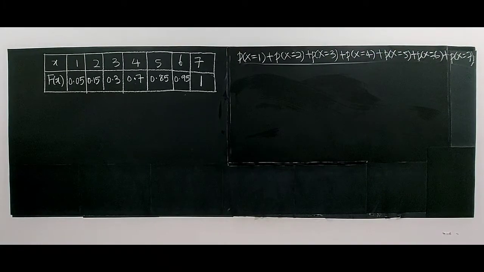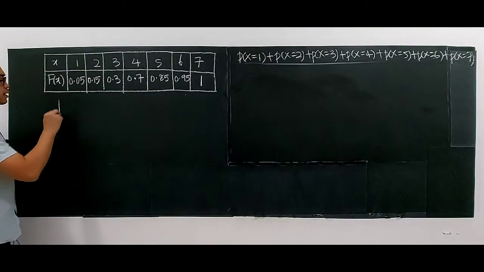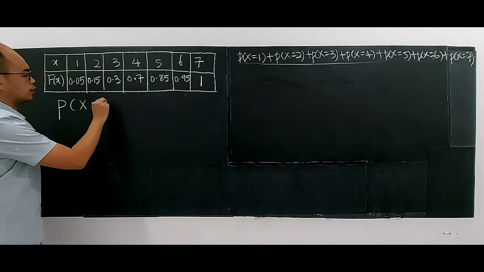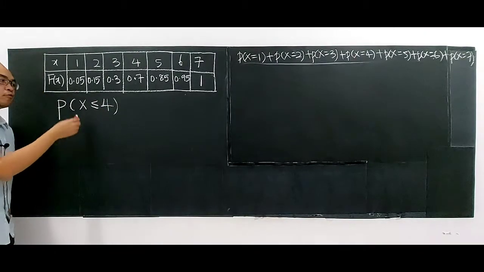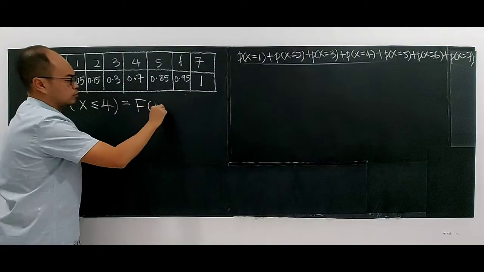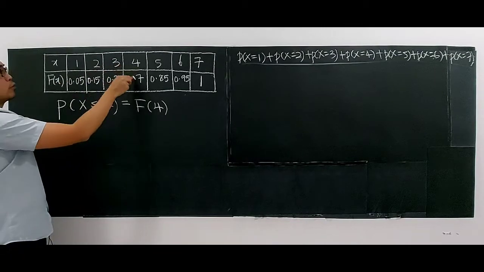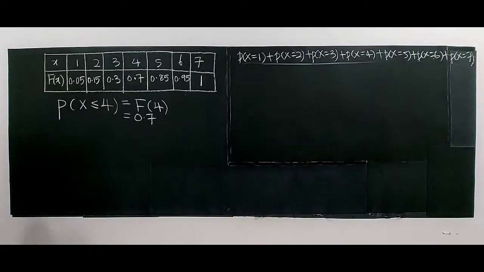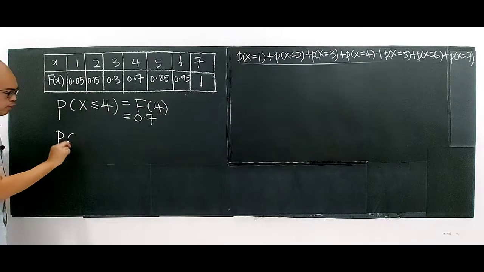Alright, let's look at another probability. The question may ask you to find the probability of x less than or equal to 4. If you understand, the probability of x less than or equal to 4 is actually the same as F4, which you can directly take from the table here, F4, which will be 0.7. Very simple.